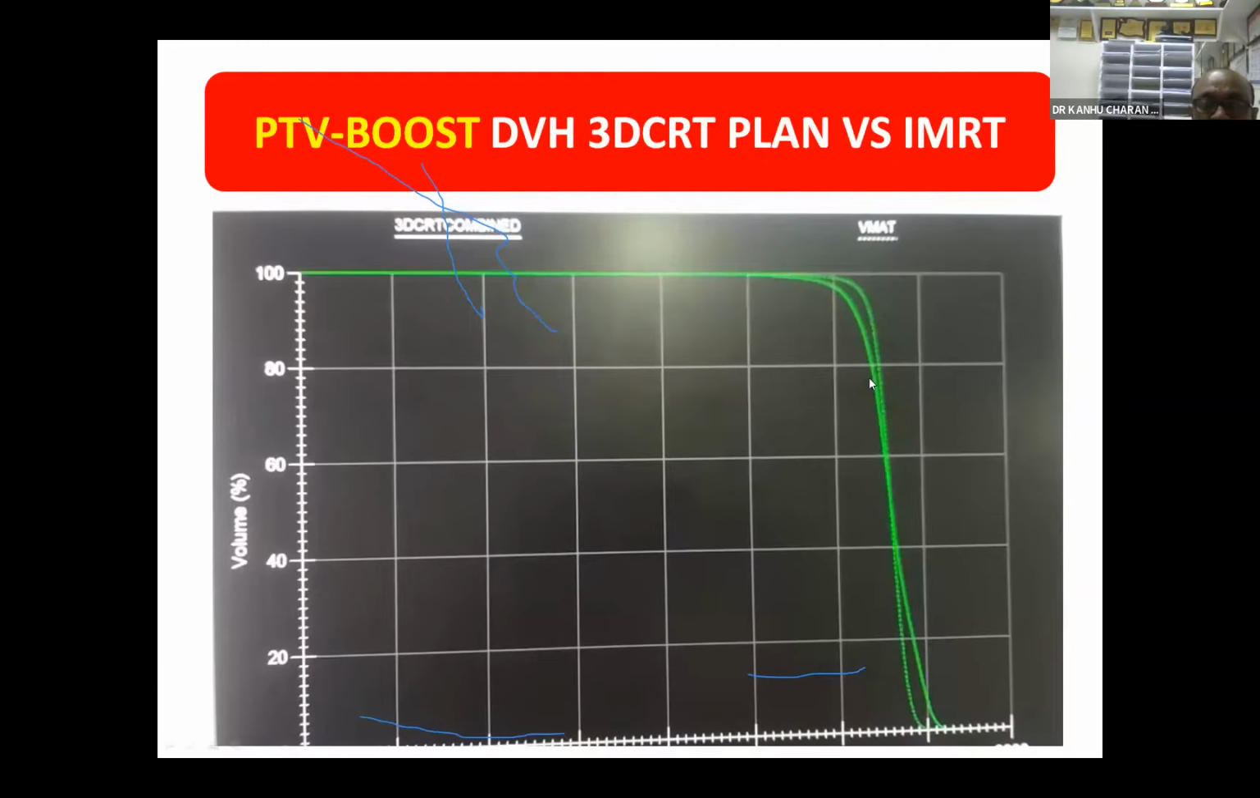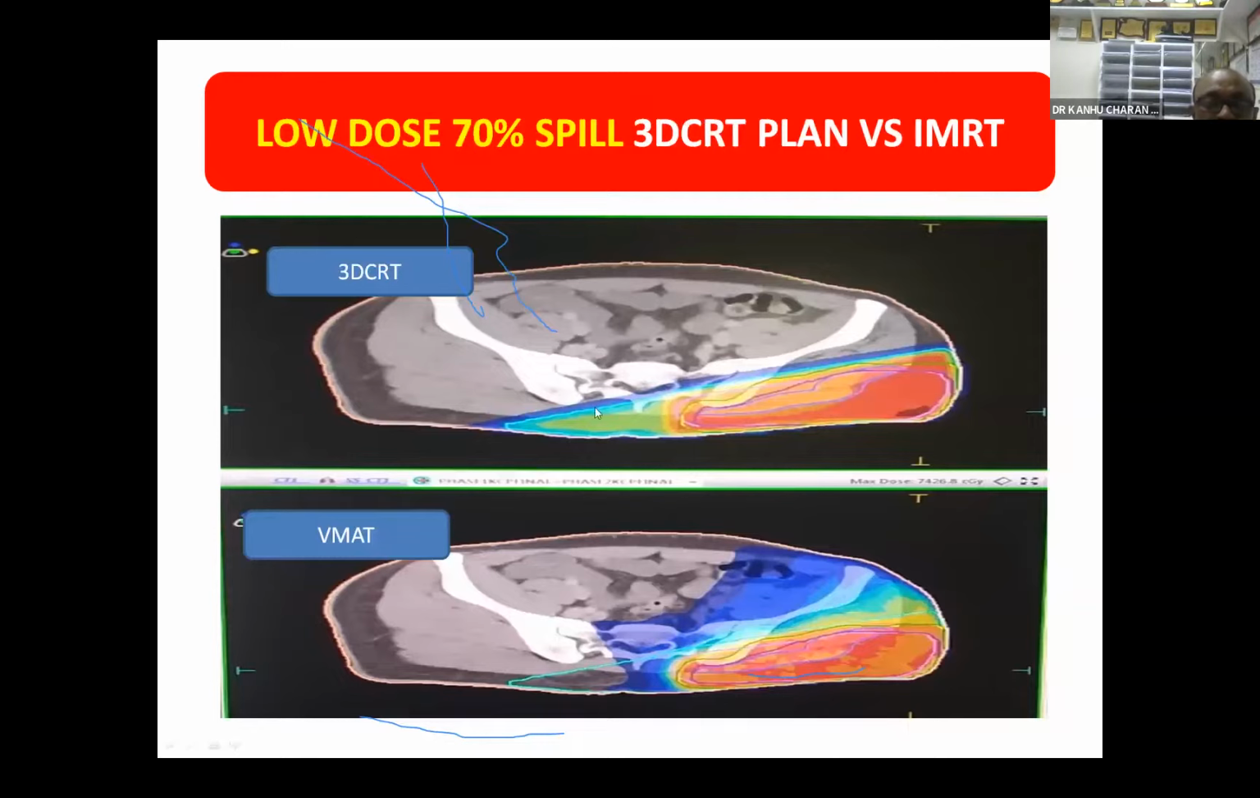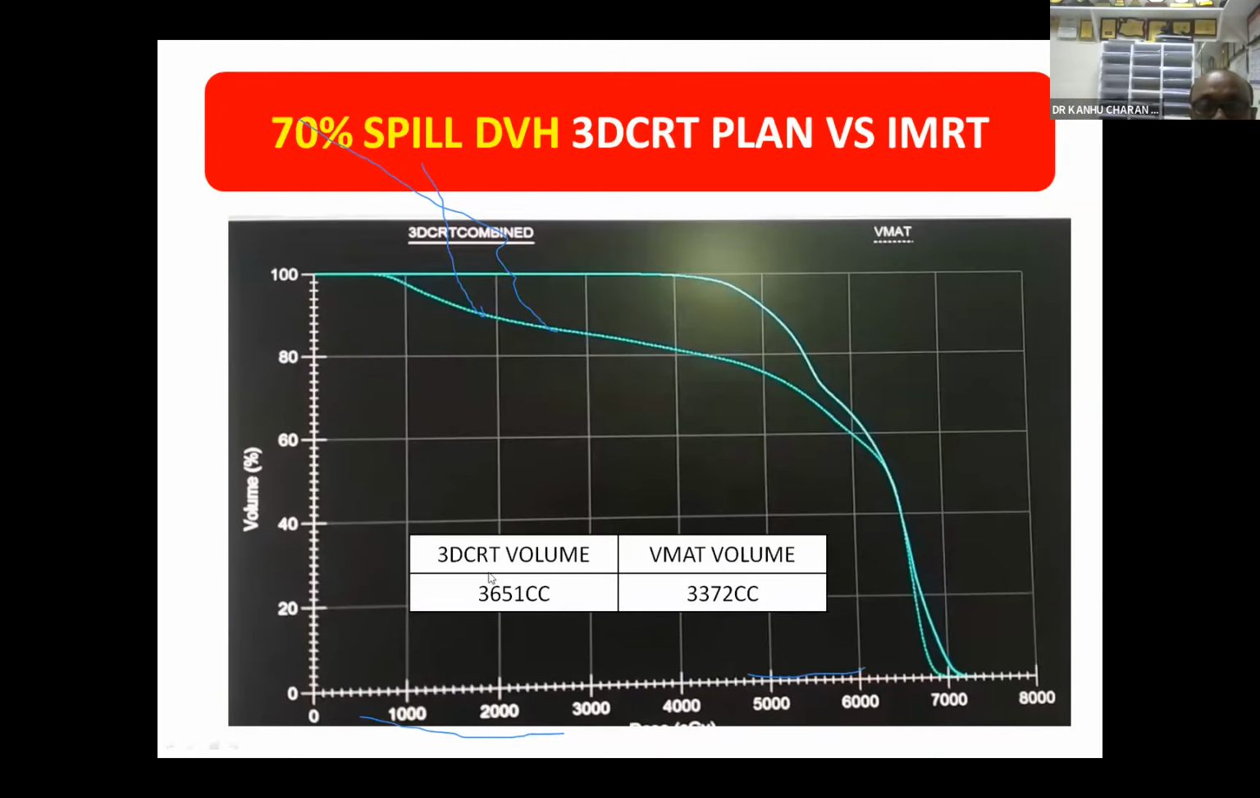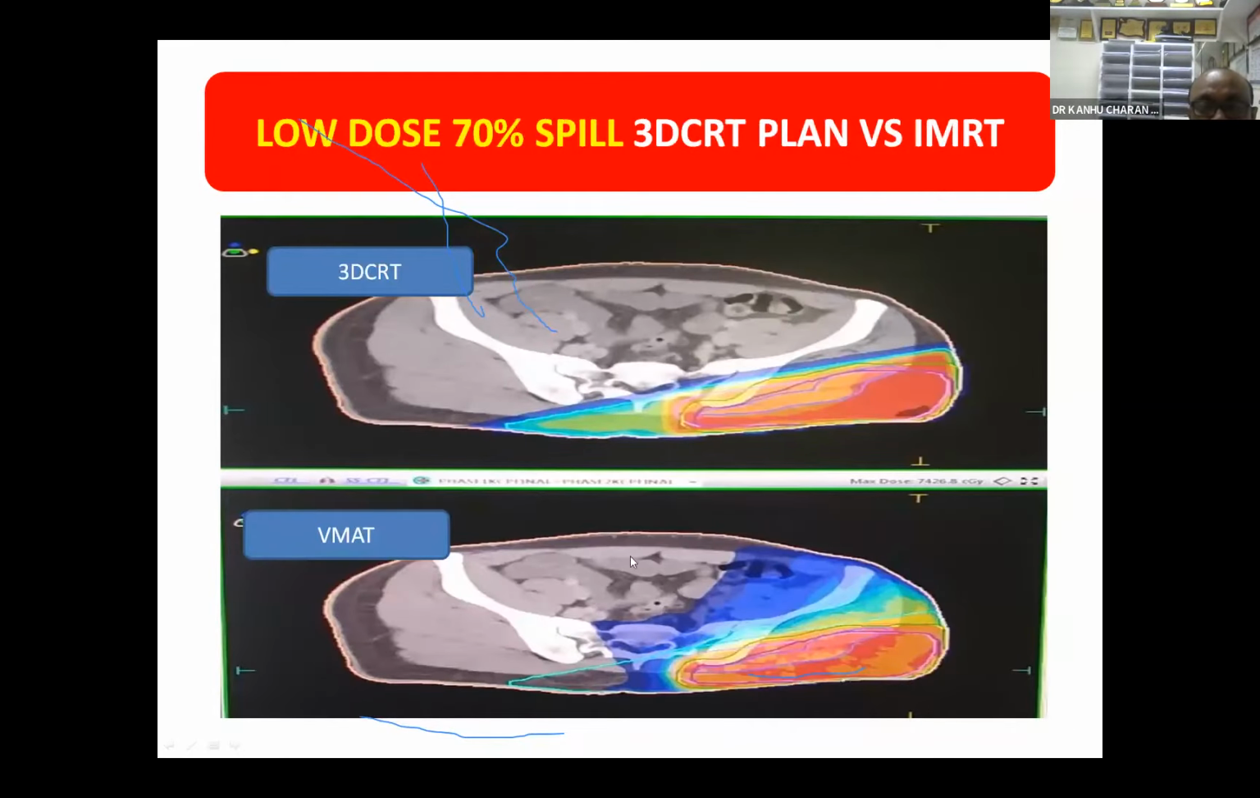This is the boost planning, almost similar. This is the 3D CRT volume, and this is the VMAT volume. If you see, the low dose spills are mostly in the abdomen. So we treated the 3D CRT volume. If it's 70% spill, you see the 3D CRT volume has more spill around this area, but the IMRT spill is inside the abdomen.